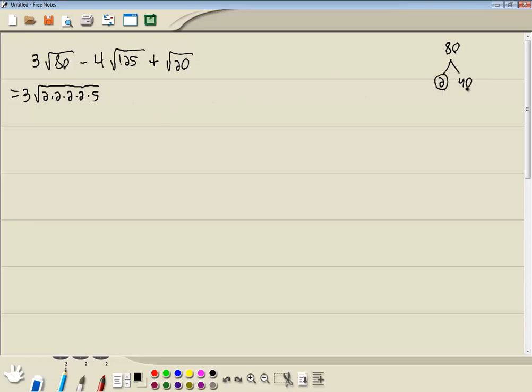So 2's prime, so we circle it. 40 is 2 times 20. 2's prime, so I circle it. 20 is 2 times 10. 2's prime, so I circle it. And 10 is 2 times 5. 2's prime, so I circle it. And 5's prime, so I circle it. Minus 4. Okay, I'm going to have plenty of room.